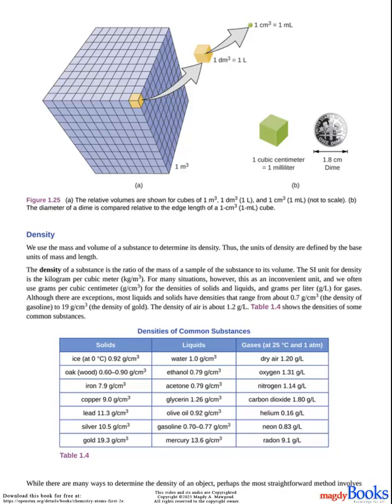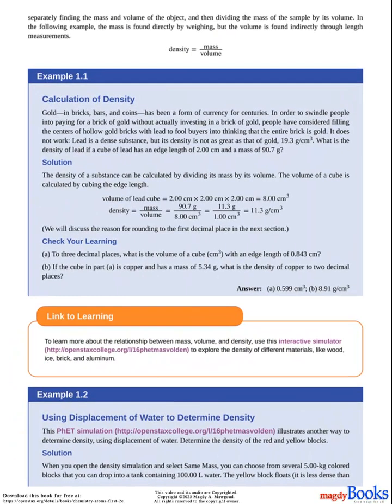Table 1.4. While there are many ways to determine the density of an object, perhaps the most straightforward method involves separately finding the mass and volume of the object, and then dividing the mass of the sample by its volume. In the following example, the mass is found directly by weighing, but the volume is found indirectly through length measurements. Density equals mass over volume.